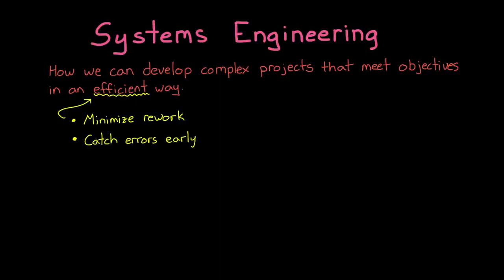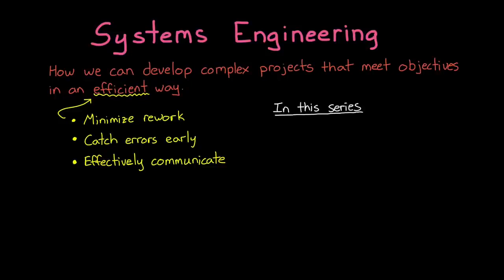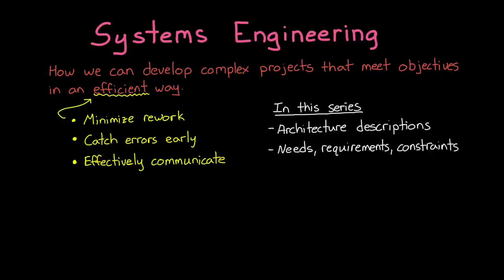We're trying to catch errors and defects early in the design, and we're trying to effectively communicate between all of the key participants in the program so that everyone is working towards the same common goal. To understand how systems engineering helps us accomplish that, we're going to cover how system architectures are developed and described, how we communicate the needs, requirements, and constraints throughout the project, how we optimize the design through trade studies, and how we know the system does what it's supposed to in the end.